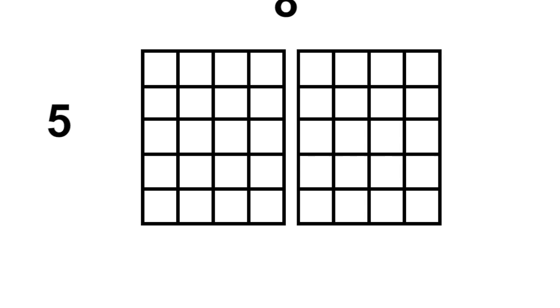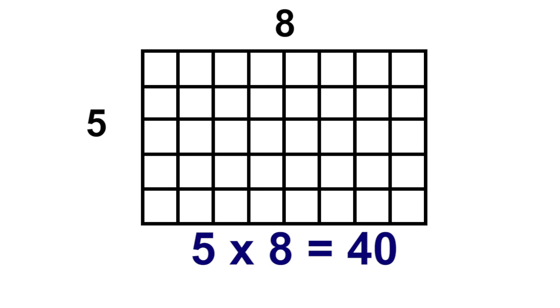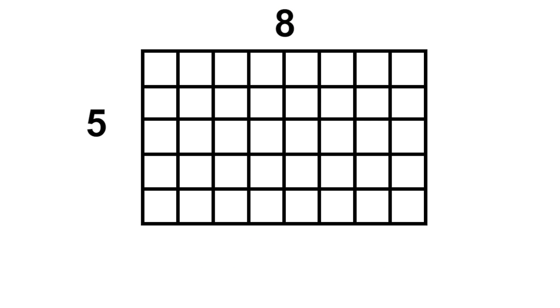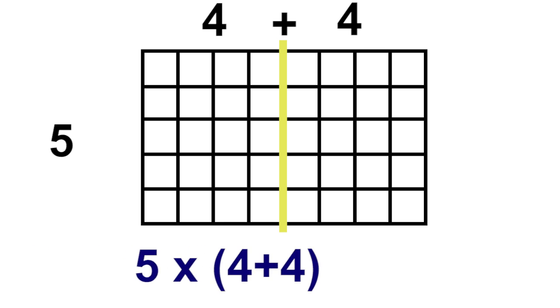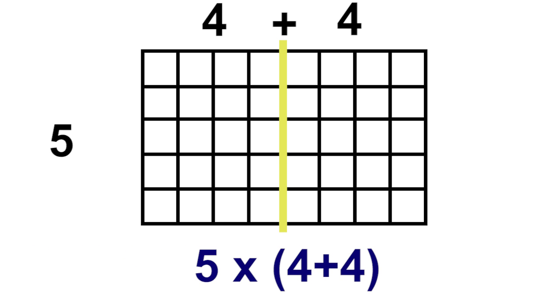If we look at our array, which is 5 multiplied by 8, we can see that one of the factors, the 8, can be easily halved. We can show this visually by drawing a vertical line in the middle of the array. We now have an array that is 5 rows and 4 plus 4 columns, or 5 multiplied by the quantity of 4 plus 4.